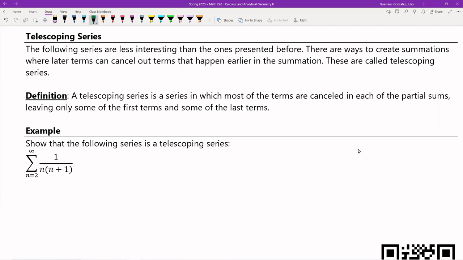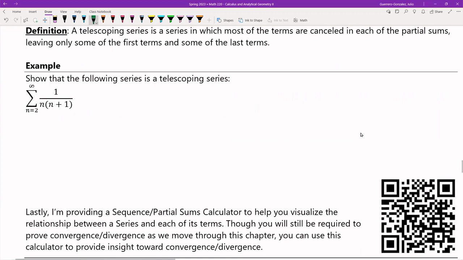So let me show you guys one of these. I'm going to go ahead and do this one. Okay, if you guys recall, this one ended up converging to one, right? This ends up being a telescoping series. And I'm going to show you guys how this works out. Okay. So what I'm going to do is this thing right here, the 1 divided by n, n plus 1. I'm going to go ahead and hit that with partial fractions.